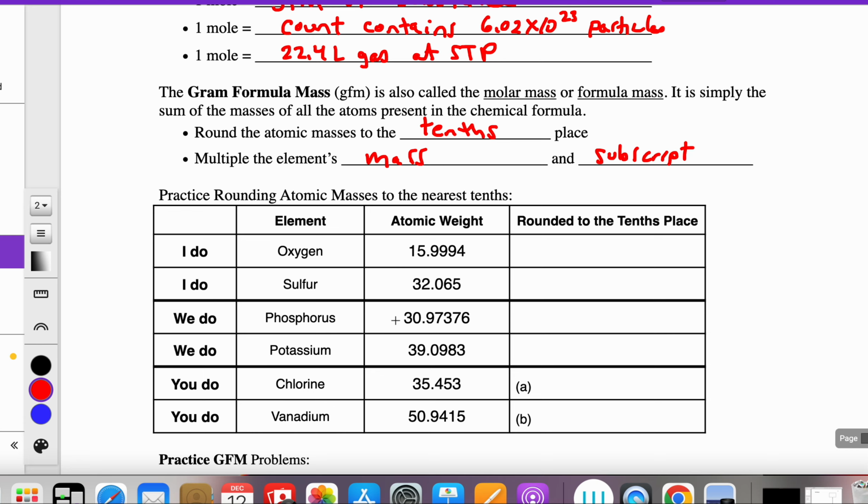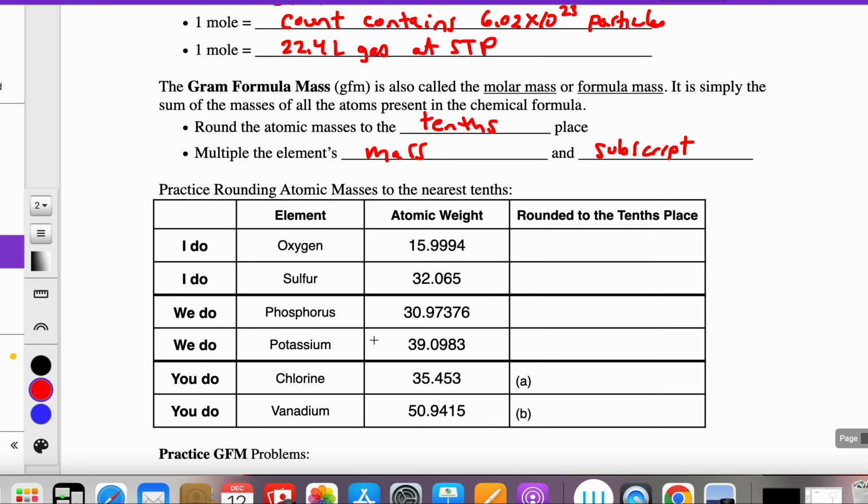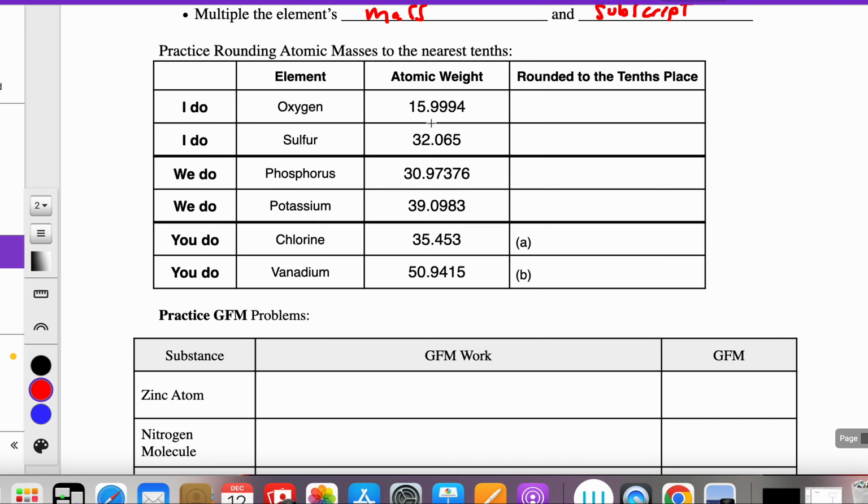So the first thing I want to look at is the rounding. I want to make sure that we all have the same idea about rounding to the tenths place. So when you look at oxygen's mass as listed on the periodic table, it's 15.99994. So we're going to keep all the digits left to right down to the tenths place, which is this digit of 9. So we're going to put the bar above the digit in the tenths place because that's going to be our most right, quote unquote, sig fig.